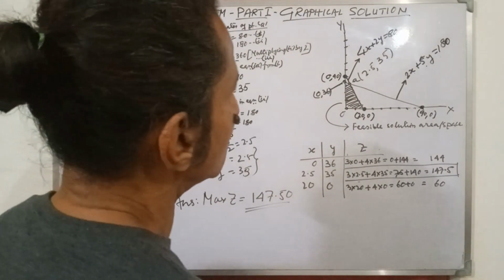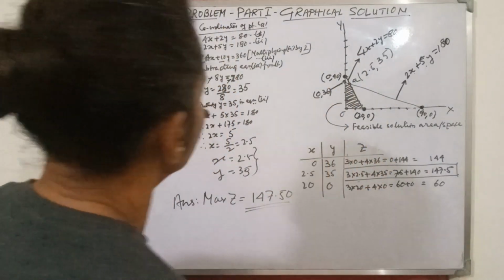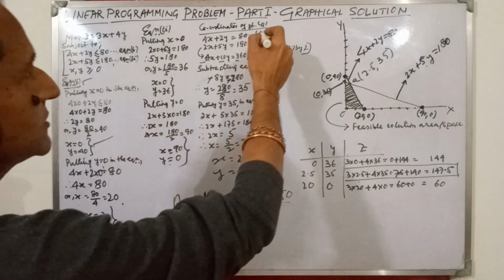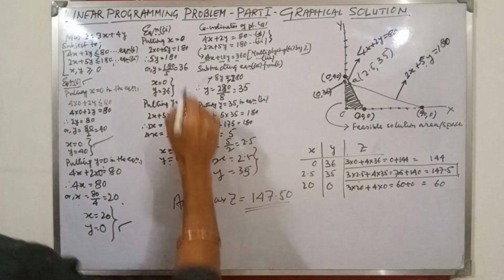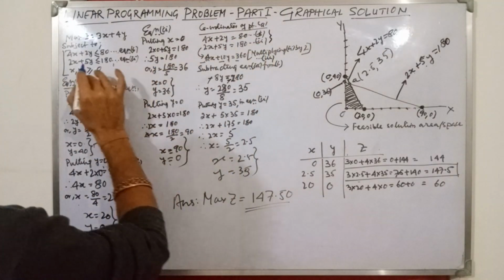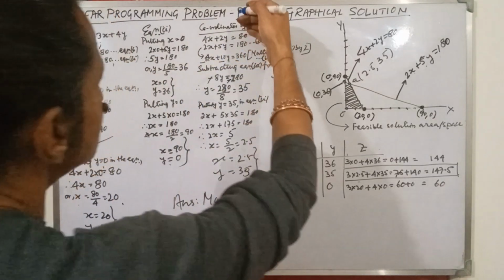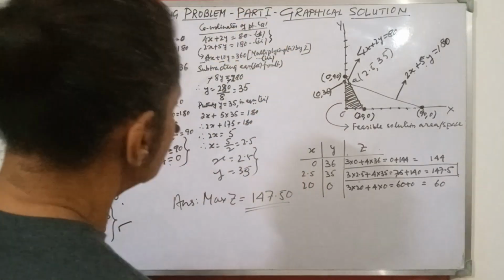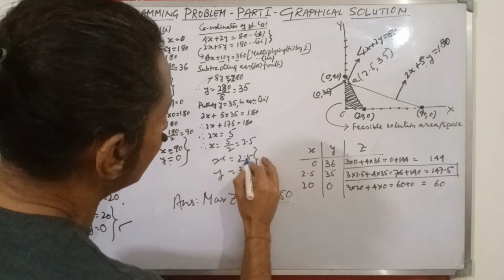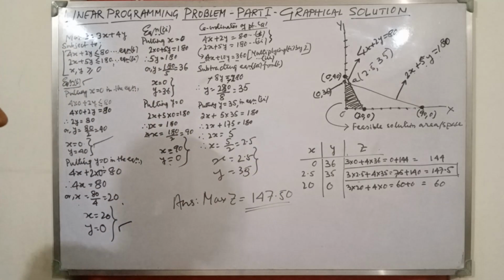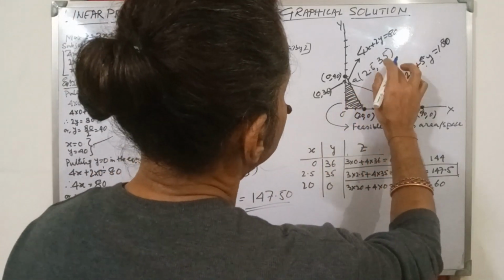We have to calculate the coordinate of the point of intersection, that is point A. We have done that by solving these two constraints, that is two linear equations, 4x plus 2y equals 80 and 2x plus 5y equals 180. We have solved these two equations algebraically, and we calculated the values of x and y as 2.5 and 35. So the coordinate of A is 2.5 and 35.